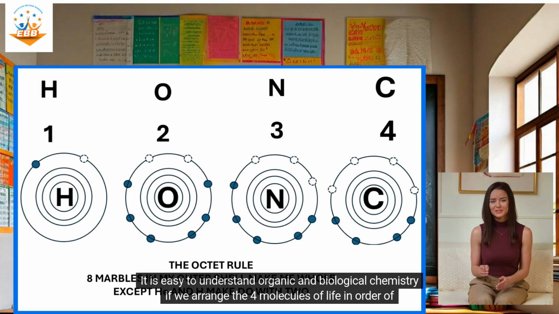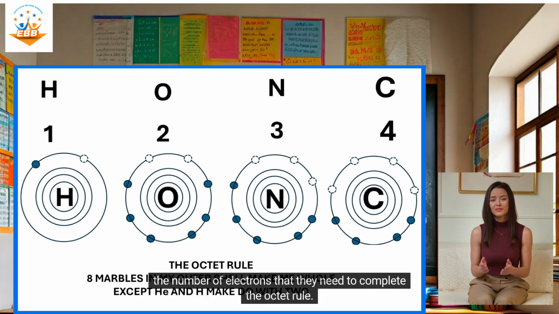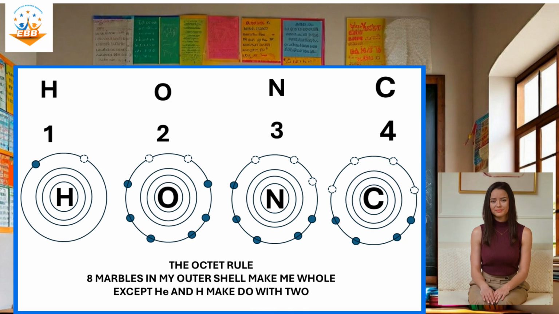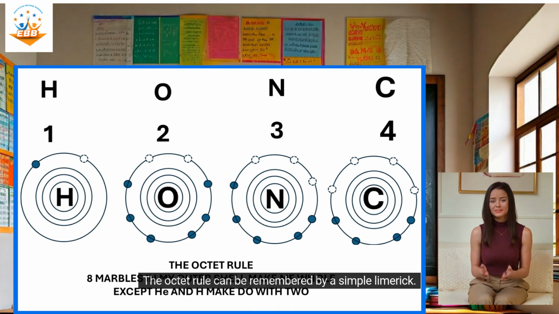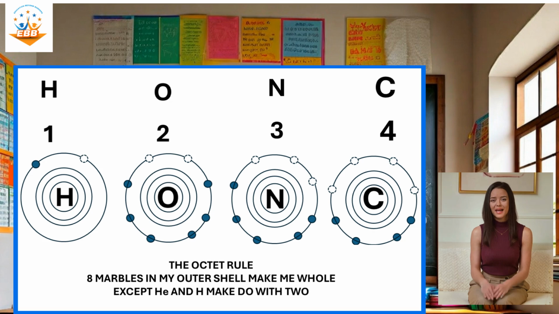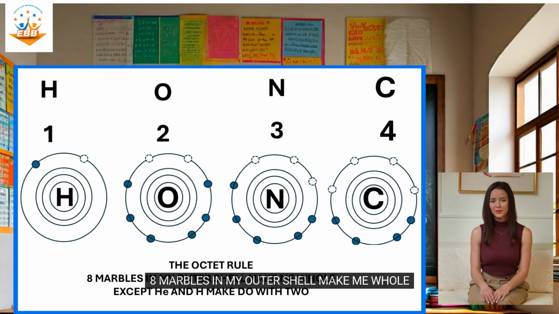It is easy to understand organic and biological chemistry if we arrange the 4 molecules of life in order of the number of electrons that they need to complete the octet rule. The octet rule can be remembered by a simple limerick. 8 marbles in my outer shell make me whole, except helium and hydrogen that make do with 2.